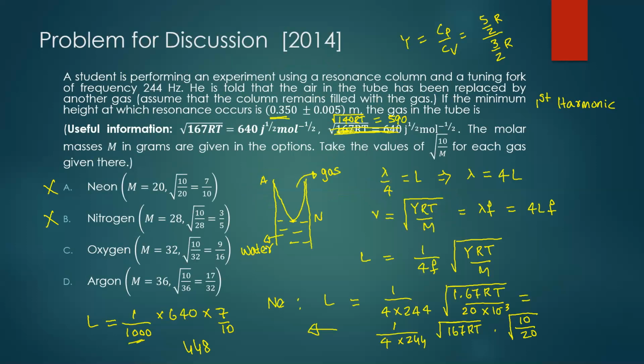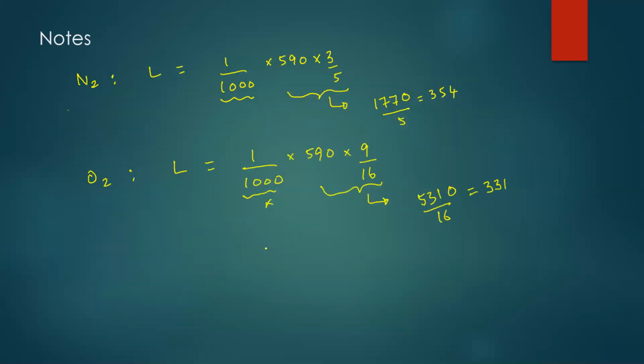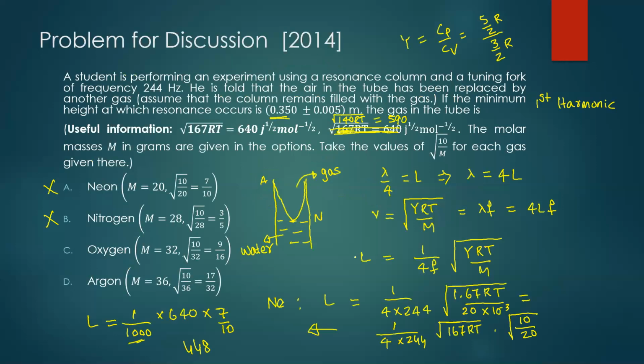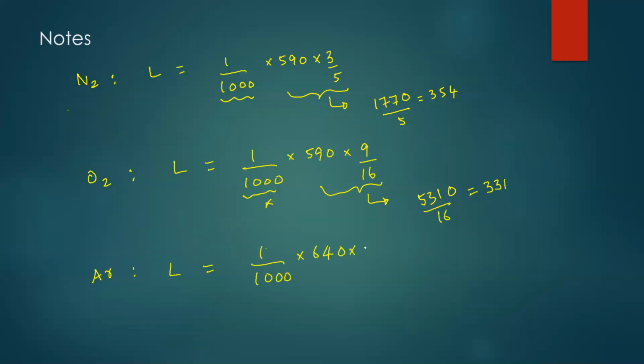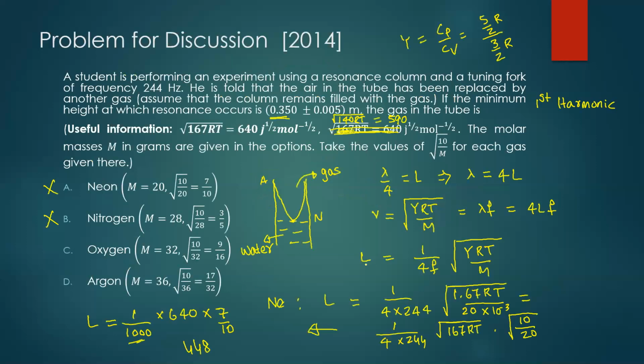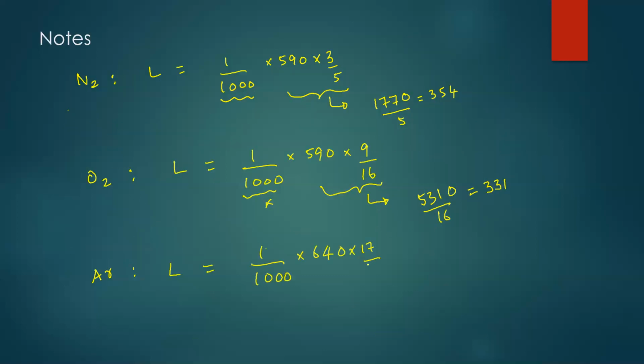So for argon, we will be taking that 640. Let's say for argon, the length is 1 over 1000 into 640. What is the fraction that we have? The fraction is 17 by 32. 17 is a very bad number. So how much is that? This is not a very nice number, right?